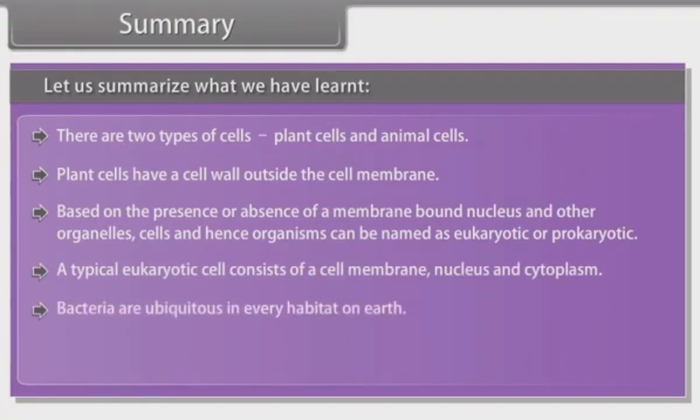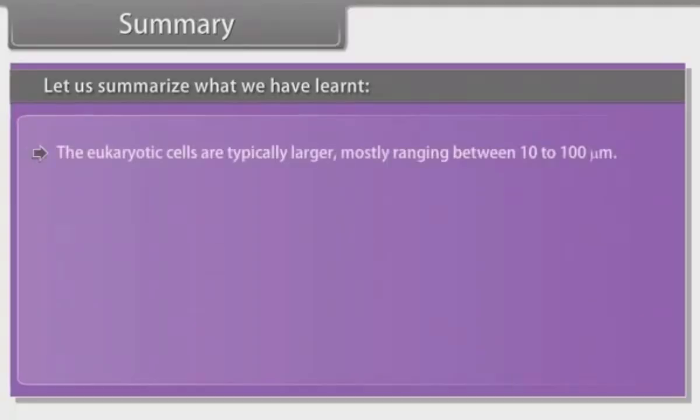Bacteria are ubiquitous in every habitat on Earth. Prokaryotic cells usually range between 1 to 10 micrometer. The eukaryotic cells are typically larger, mostly ranging between 10 to 100 micrometer.